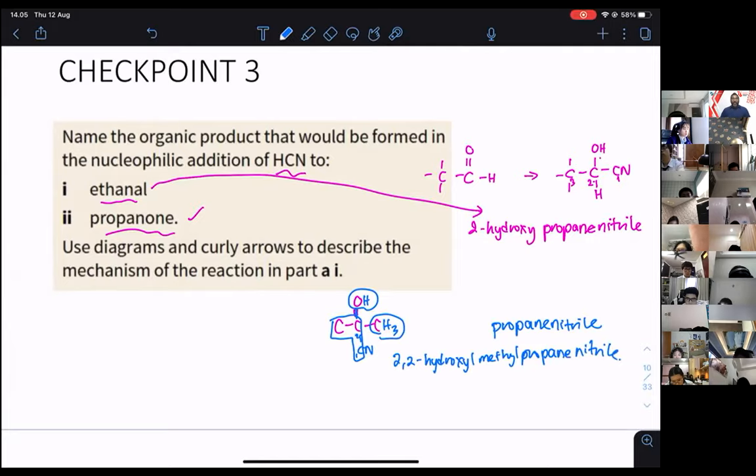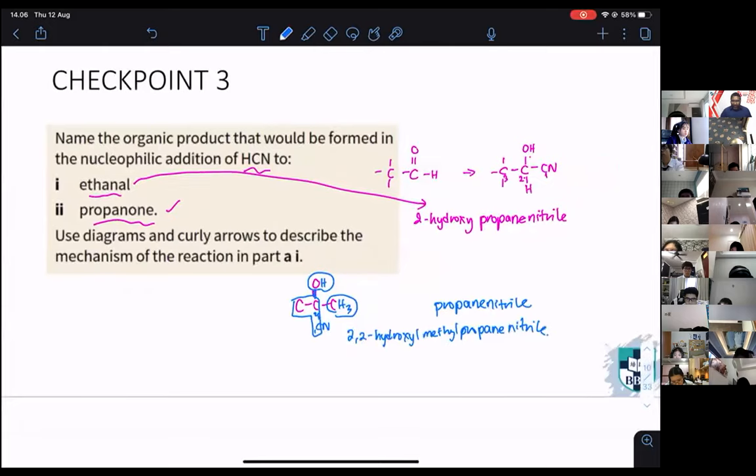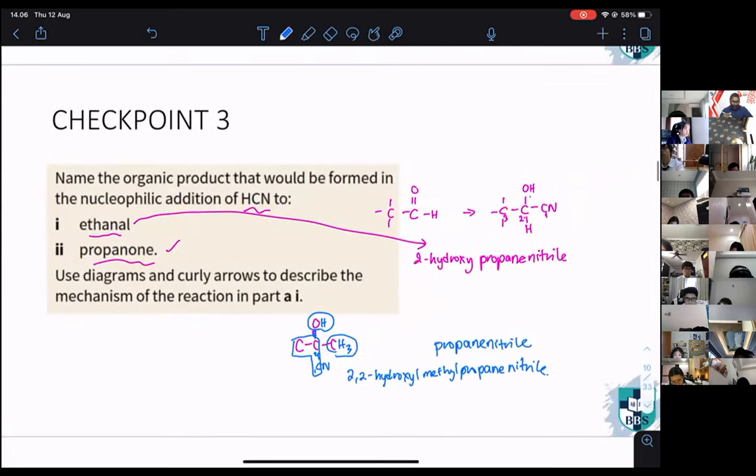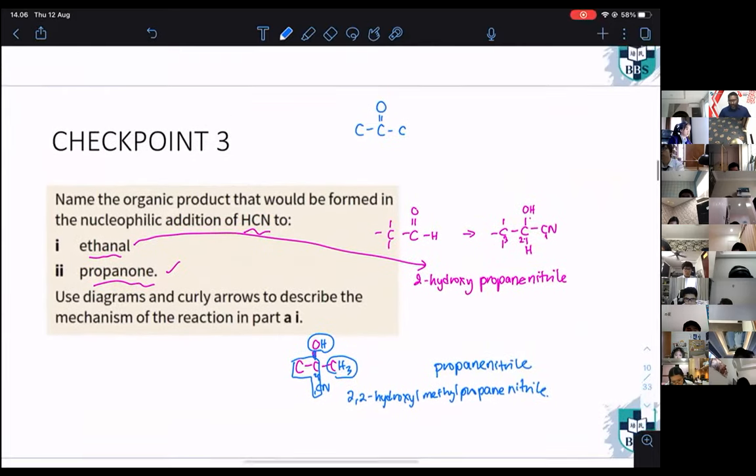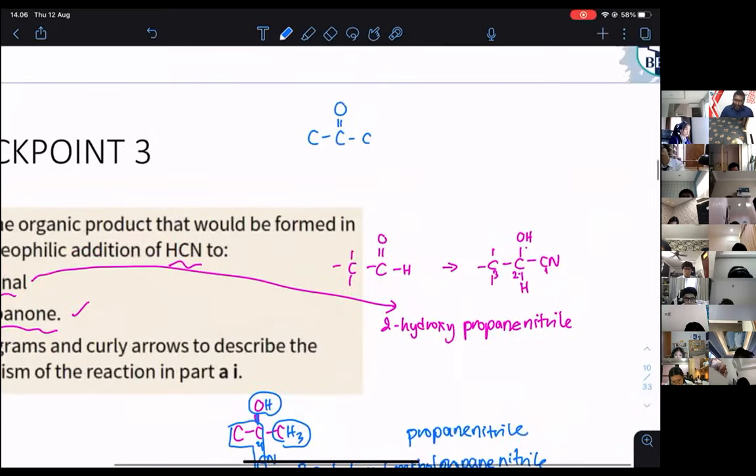And then drawing the curly arrow diagram for all this. Maybe I can show you for the propanone. First, what happened? If you have this, first you put this arrow go there, delta negative, delta positive. Then you have CN, so they come over here and they will form an intermediate. So O with lone pairs and minus, CH3, and then you have CN.